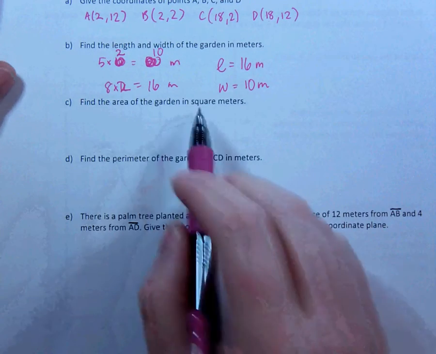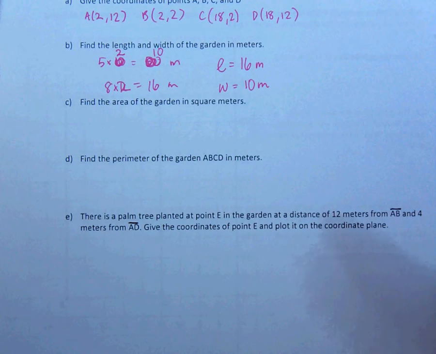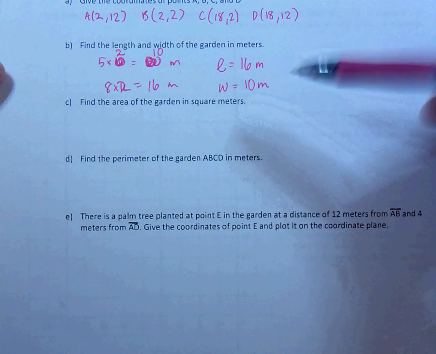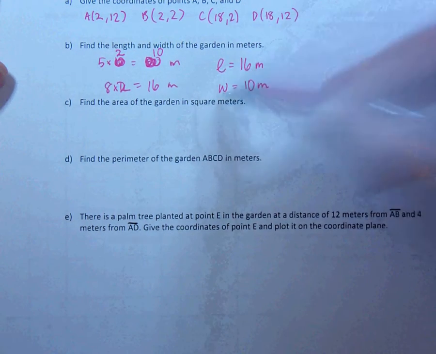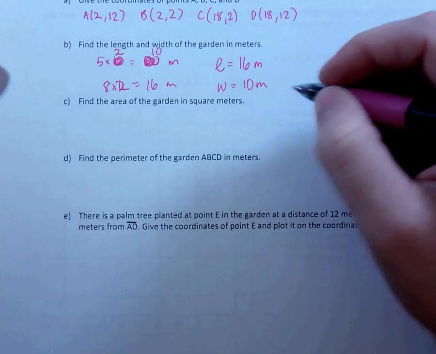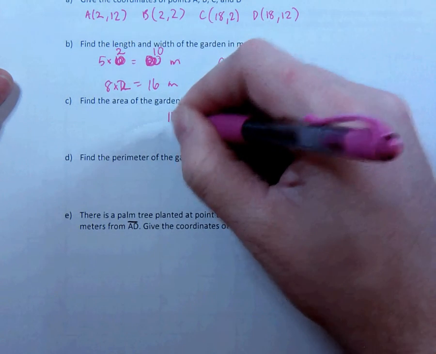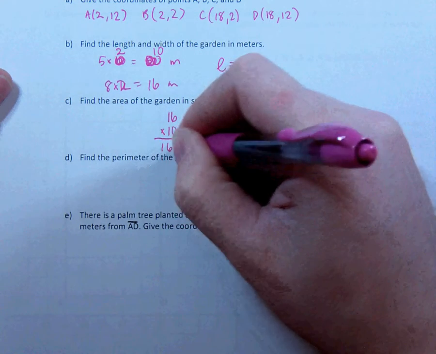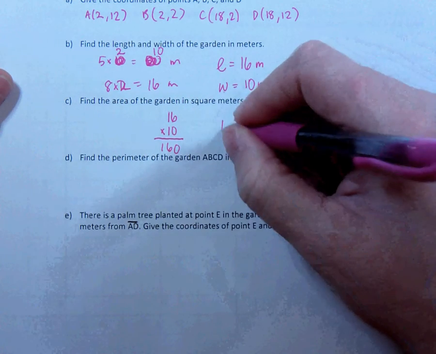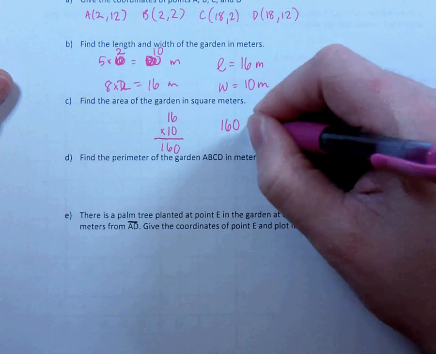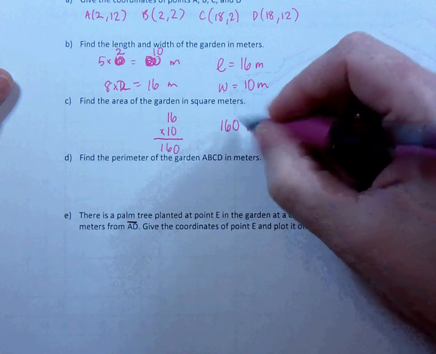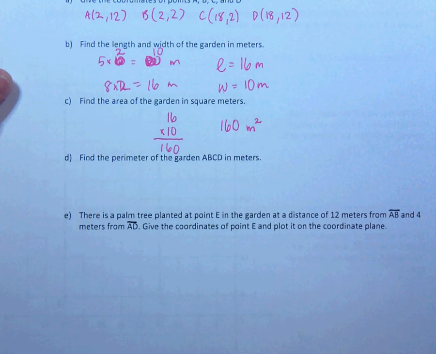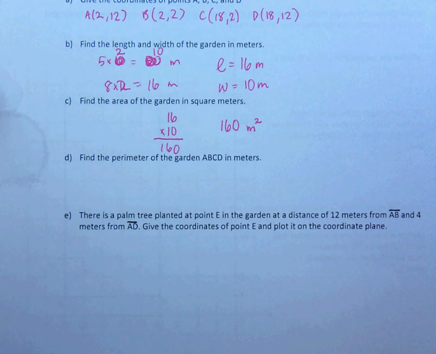Find the area of the garden in square meters. So we all know how to find the area of a rectangle. It's length times width. So the area of the garden is going to be 16 times 10, which is just 160. So it's 160 meters, and we found area, so it's actually meters squared. That's another important thing that I think a lot of people forget, is to write the meters squared.